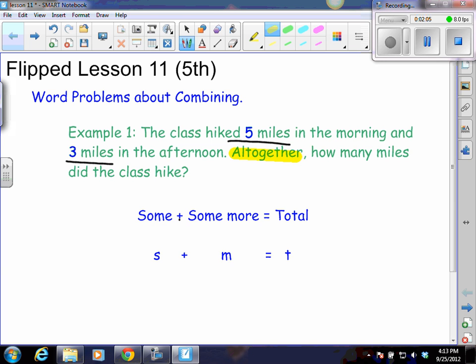So going with example 1, we start looking at what we have. It says the class hiked 5 miles. And we can see that this 5 is referring to the sum, in the morning, and then they hiked some more in the afternoon. We learn that they hiked another 3. And so we can make this an addition problem. And of course, then we're looking for a T.